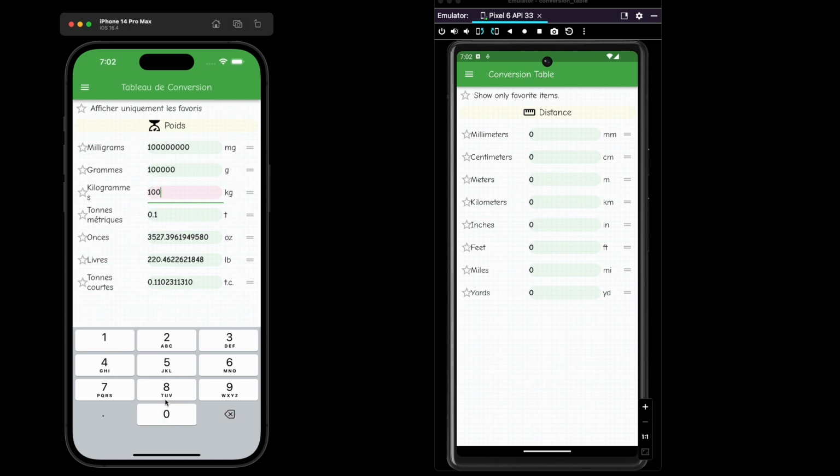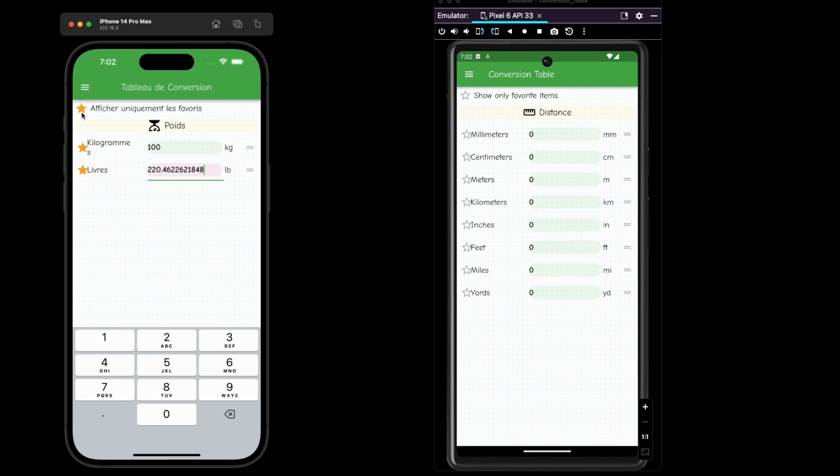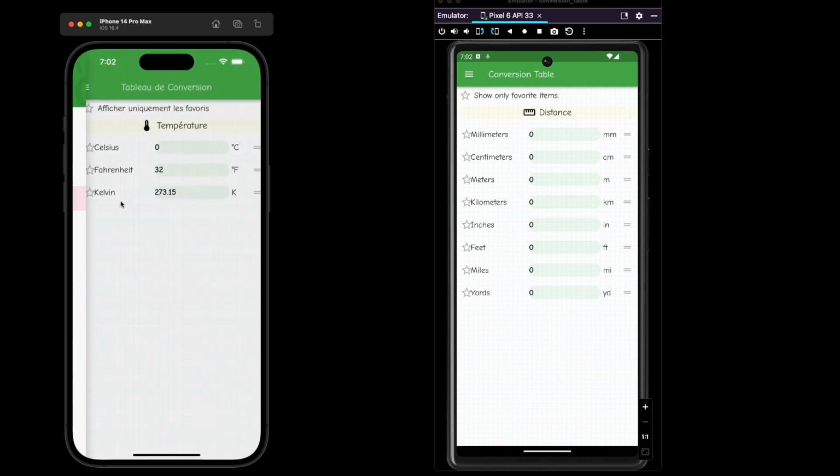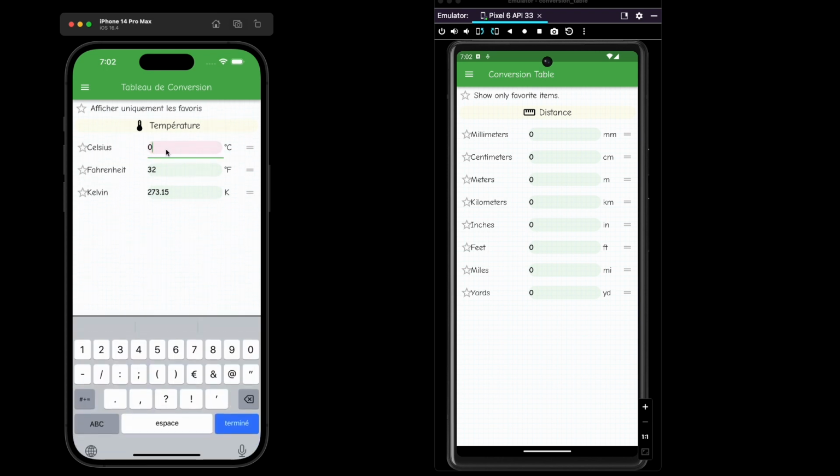Conversion Table also allows you to convert cooking measures, whether it's expressed in weight or volume. For example, how many grams are 2 cups of butter? The answer is in Conversion Table.